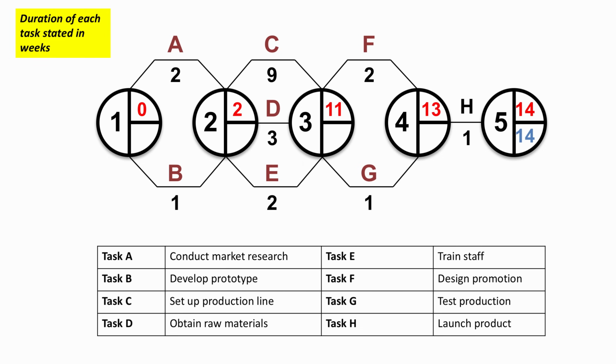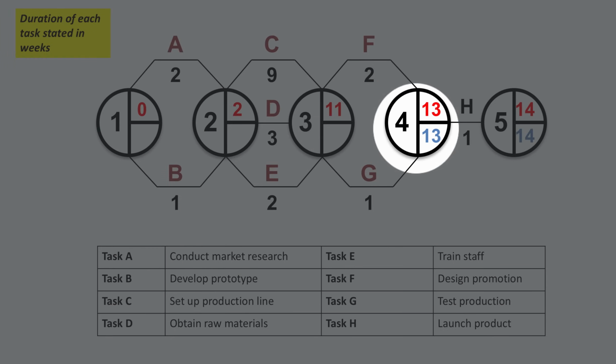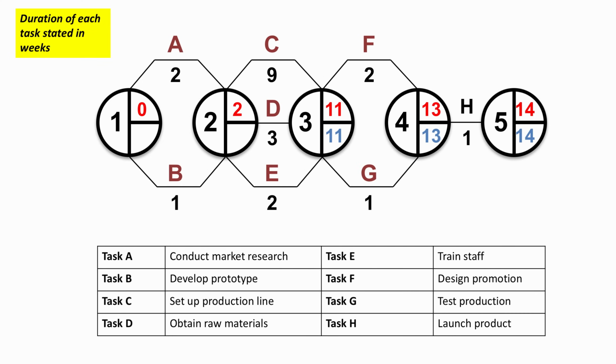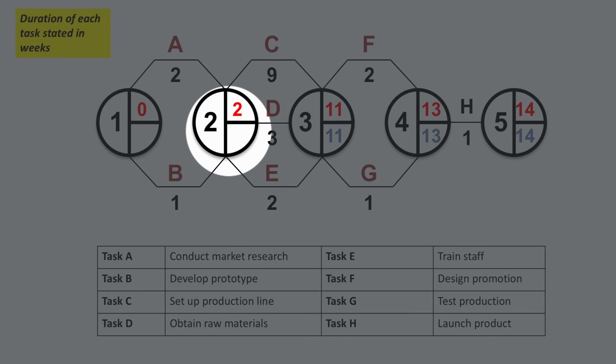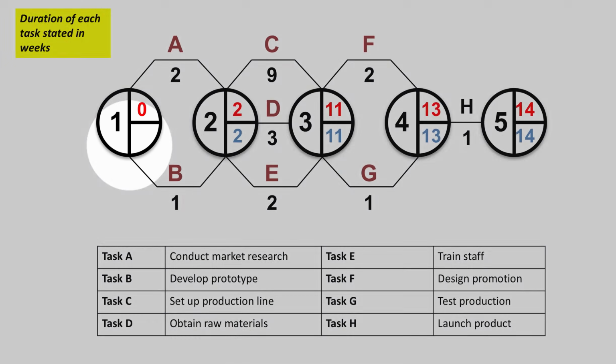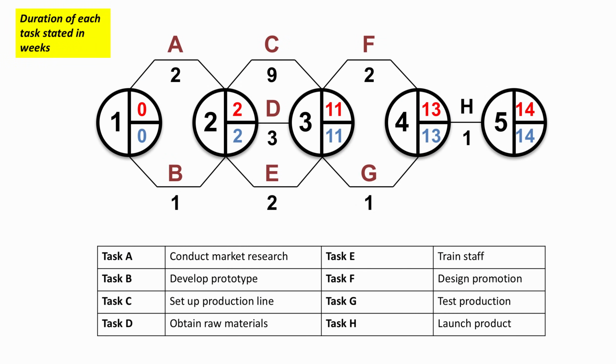Then to work backwards, well, obviously the last finishing time is 14 as well. We work backwards and we always take the lowest calculated figure. It must be 13 at node 4. And similarly, as we're working back, we'll take the lowest figure, must be 11. And we'll take the lowest figure again, must be 2. And therefore take the lowest figure again, must be 0. That works out the latest finishing times.